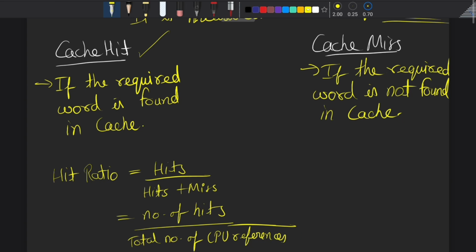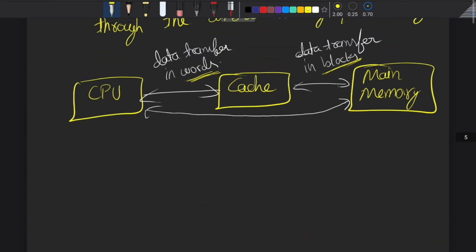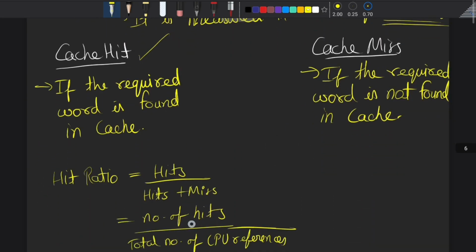So what are CPU references? CPU references are when the CPU looks for the data in cache and when the CPU looks for the data in main memory. So if it is a hit, then it looks for the data in cache and finds it, and if it is a miss, then it looks for data in main memory and finds it. So essentially, total number of CPU references is equal to total number of hits plus total number of miss.